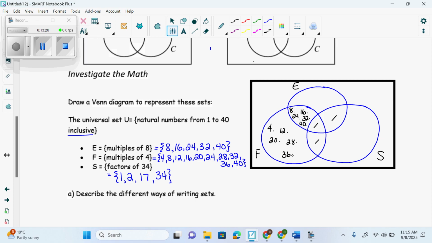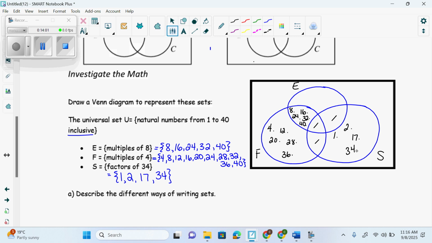Is there anything in E that's not listed yet? No, because everything in E is actually found in F as well. Is there anything in S that's not listed yet? All of S is not listed yet because it has nothing to do with the other two. And am I done? What would I still have to list? All the numbers from 1 to 40 that are not listed yet.